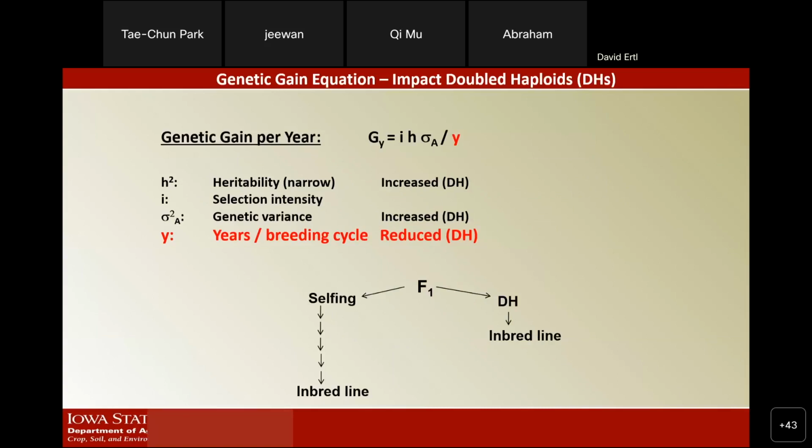Double haploids are known to speed up the breeding process by developing inbred lines in shorter time, in only 2 generations, as compared to 6 to 8 generations typically. That helps with the denominator of the equation. But in addition, double haploids also help to maximize genetic variance compared to segregating families, and they help with the phenotyping, increasing the heritability. So also the numerator is impacted by the DH technology.